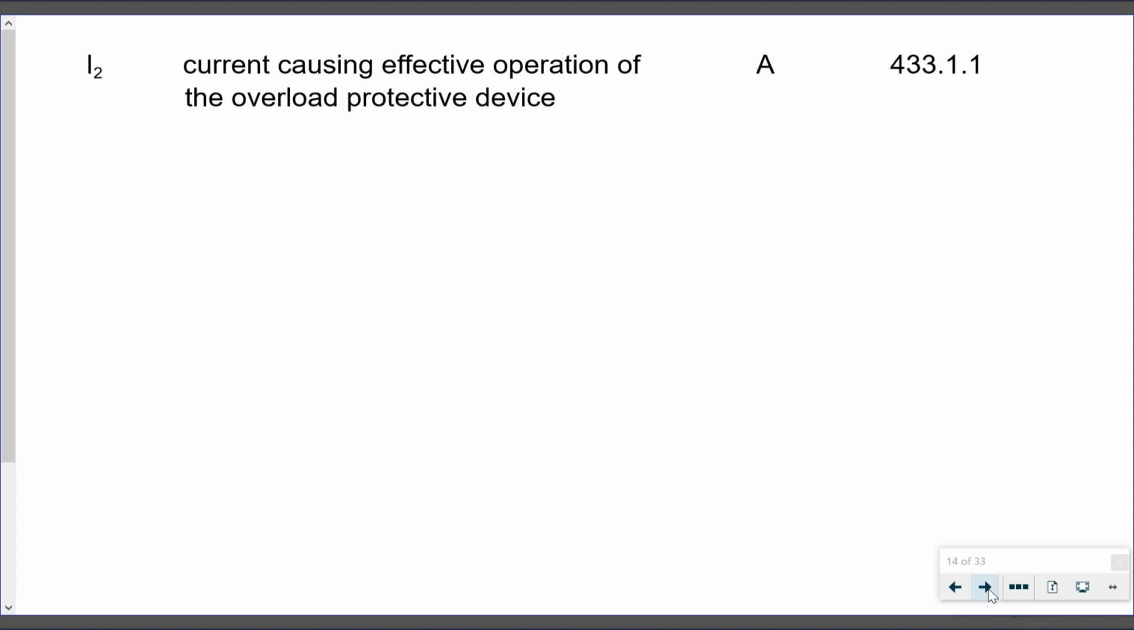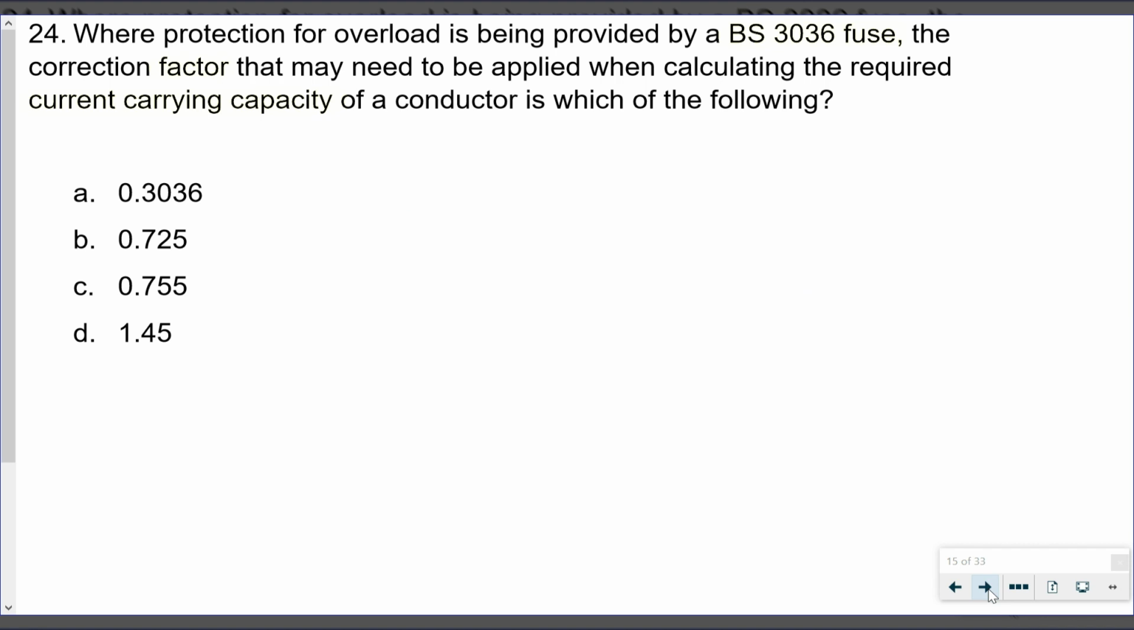Question 24. Where protection for overload is being provided by a BS3036 fuse, the correction factor that may need to be applied when calculating the required current carrying capacity of a conductor is which of the following? So we have a BS3036 fuse. We're looking for rating factors for the current carrying capacity.